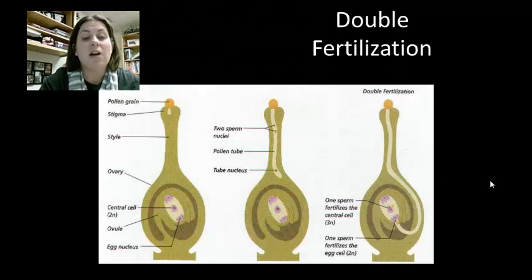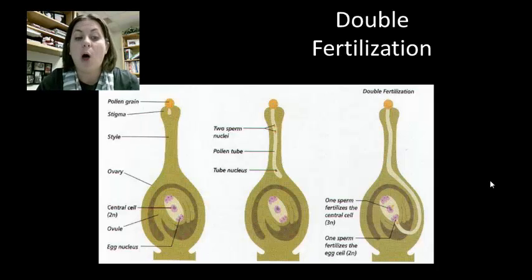Now, before we can talk about the unique process of double fertilization in angiosperms, we need to understand the difference between the words pollination and fertilization. Pollination occurs when the pollen moves from the anther, which is where it's produced in the male part, to the stigma, which is the top of the female part. Now, pollination can occur through the wind, but it can also use pollinators like bees and other insects. Once the pollen sticks to the stigma, the process of double fertilization can begin.